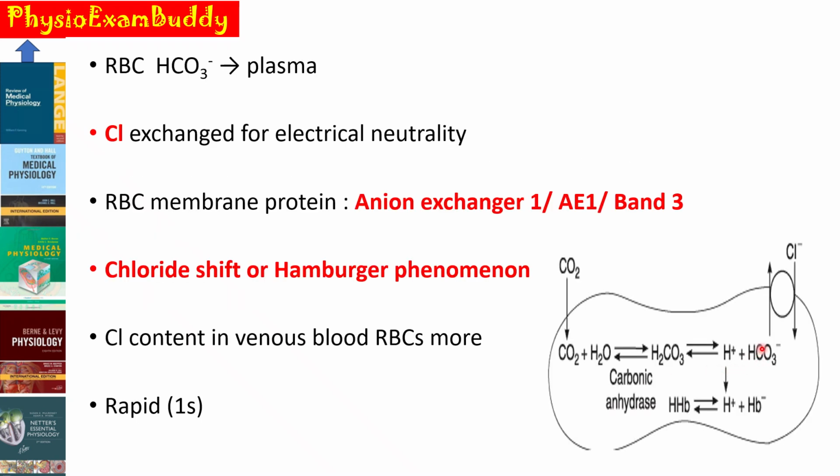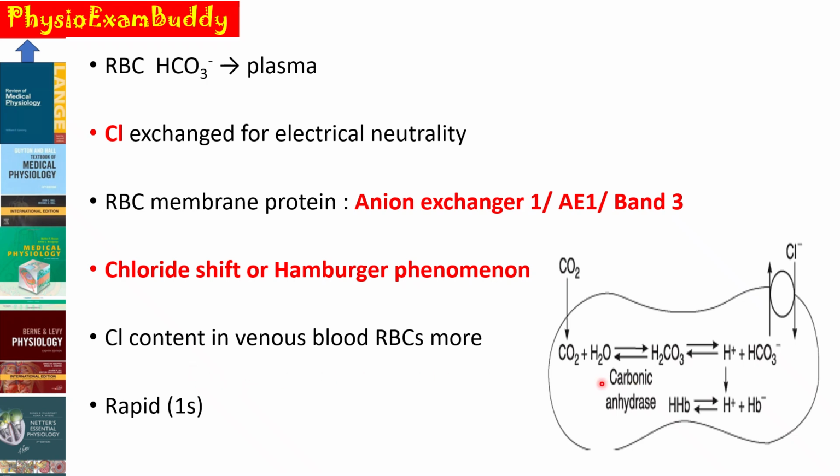These bicarbonate ions then leave the RBC and enter the plasma in exchange for chloride ions to maintain electrical neutrality. This exchange occurs through a membrane protein in the RBC membrane known as anion exchanger 1, also known as AE1, formerly called the band 3 protein. This exchange of bicarbonate for chloride is known as the chloride shift or the Hamburger phenomenon. Because of this chloride shift, the chloride content of the red cells in the venous blood will be significantly greater than that in the arterial blood. This reaction is very rapid and completed within 1 second.